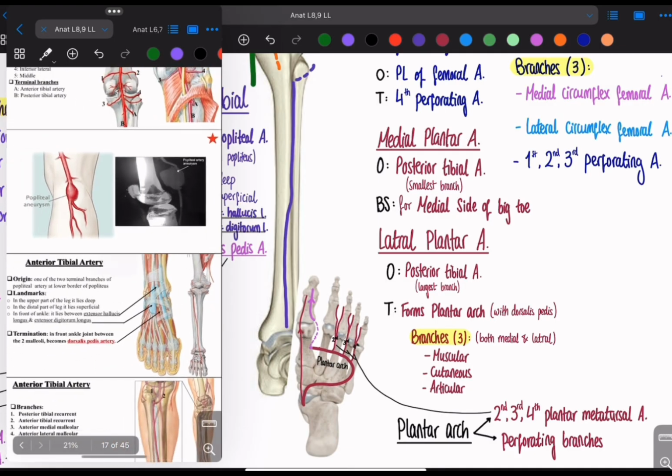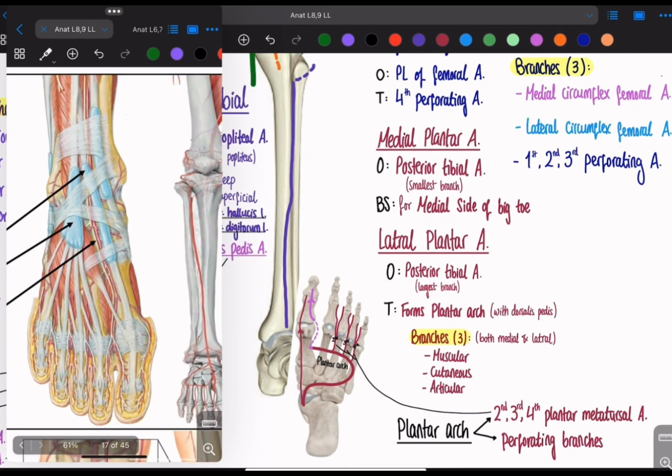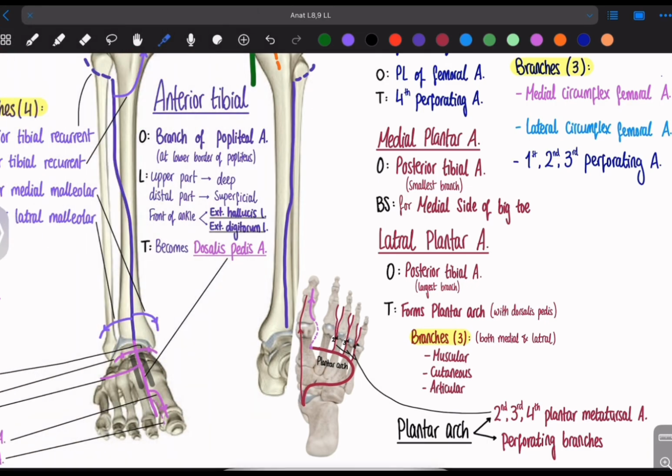Let's see it here in the slide. This is the anterior tibial. Here we can see the extensor hallucis longus and extensor digitorum longus, and it's going to pass through here in between both of them. And when it passes through them, its name changes into the dorsalis pedis artery.